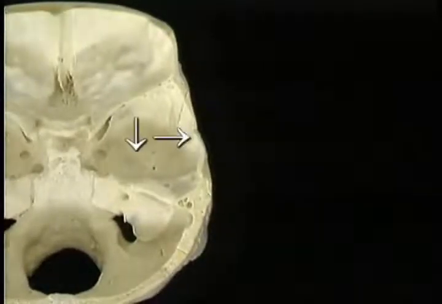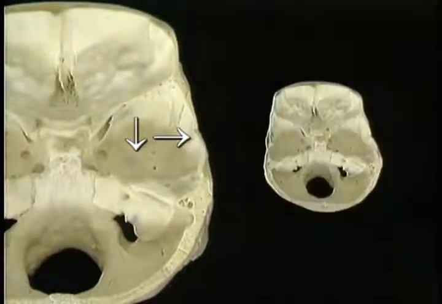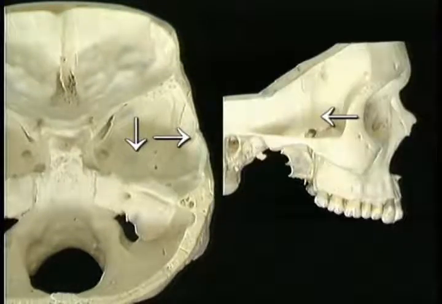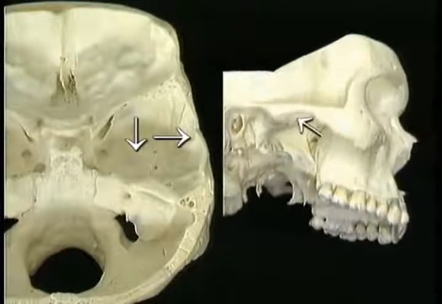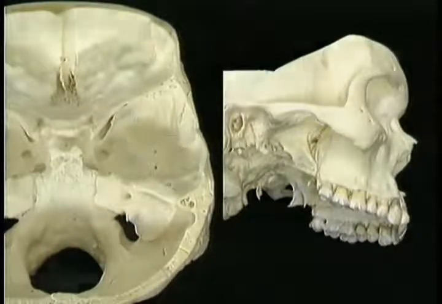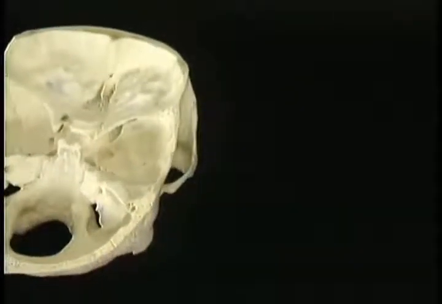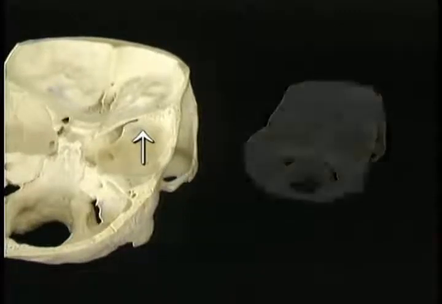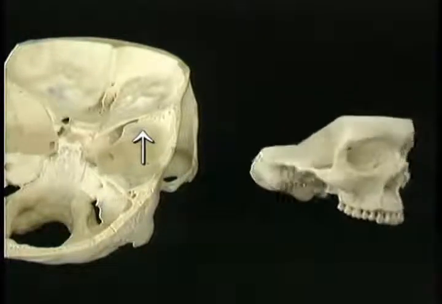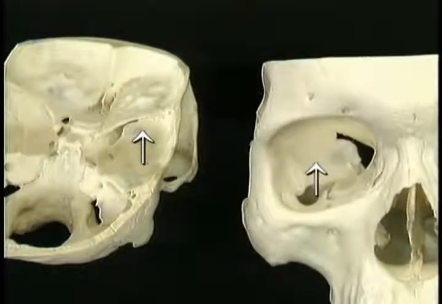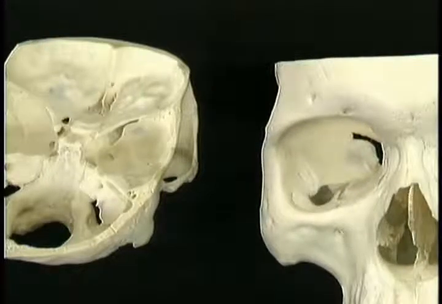The bone that forms the side wall and floor of the middle cranial fossa also forms, on the outside of the skull, the wall of the temporal fossa and of the infratemporal fossa. We've seen that this is the roof of the orbit. The bone that forms the anterior wall of the middle temporal fossa also forms part of the orbit. It forms this posterior part of the lateral orbital wall.